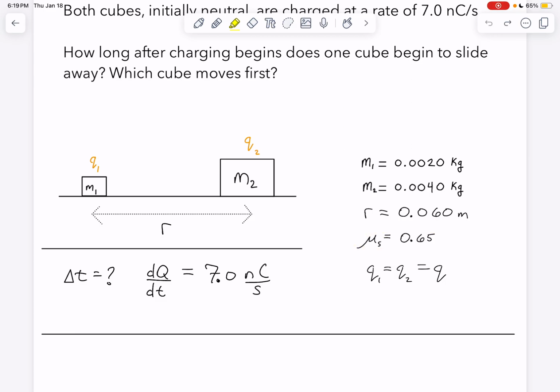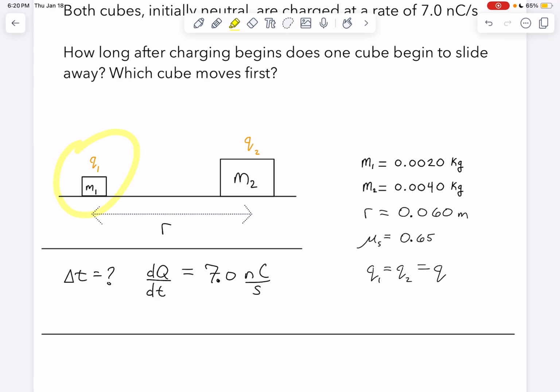Okay, so eventually, though, that force from the charge will overwhelm that force due to static friction, and one of them will move. But will it be the smaller one or the bigger one? They'll both experience the same electric force, so it'll be the smaller of the two. So M1 will move first because it has a smaller mass, so it'll have a smaller friction force here.